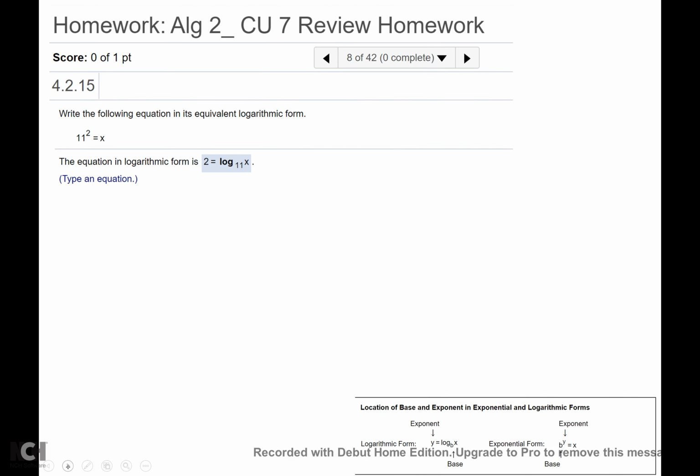Okay, write the following equation in its equivalent logarithmic form. Again, the base goes to the other side, crawls under the log. The x drops on this side, the 2 drops on this side, and you are in logarithmic form. Be careful not to solve these. Alright, a lot of people go, oh, so x is 121. Yeah, you're correct, but they didn't ask you to solve it. They asked you to write it in logarithmic form.